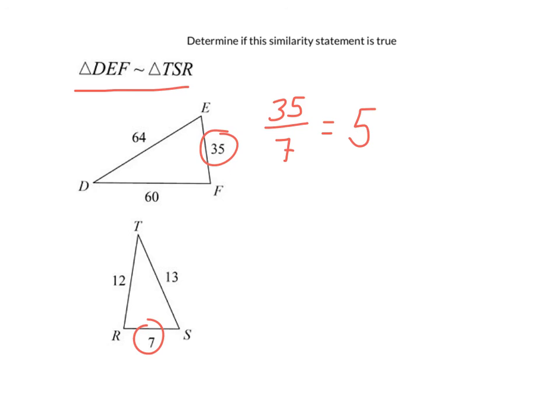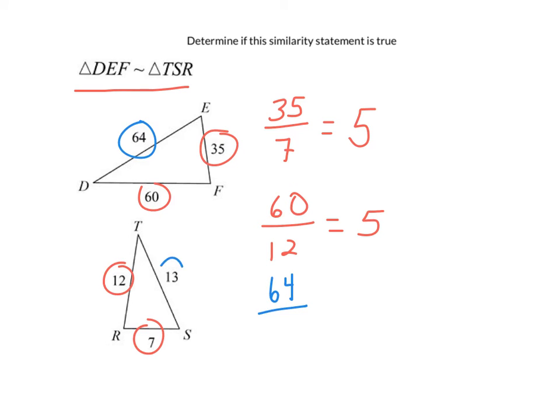Back at the upper triangle, we're going to take our medium-sized side, which is 60, divided by our medium-sized side, which is 12, and 60 divided by 12 is also 5. So far, so good. And now we need to go to our last side. Our largest side is 64 in the upper triangle, divided by the largest side in the lower. So it's 64 divided by 13. Oh, nope. We were on such a roll. This is 4.92. All right, so again, is this similarity statement true? It is not true. It is false.